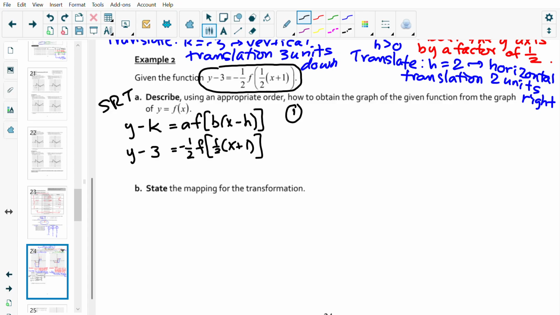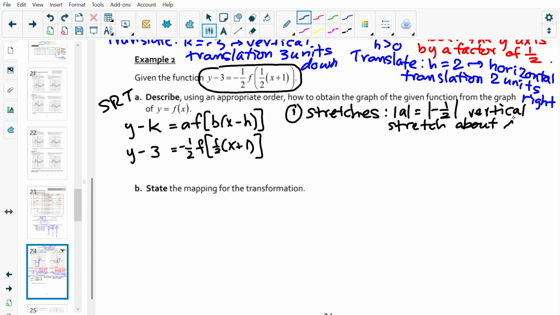So I'm going to go in order SRT. Okay, 1. Let's look at the stretches. Absolute value of A equals the absolute value of negative 1/2. So this is a vertical stretch about the x-axis by a factor, not by factor of negative 1/2, by factor of 1/2.